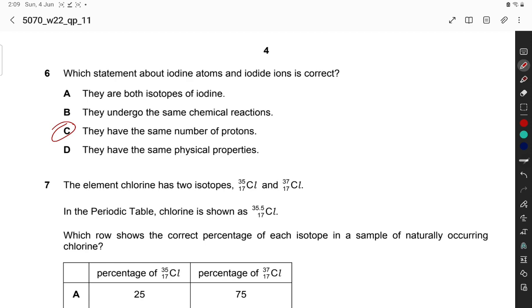Yes, this is correct. Iodide ions and iodine, they are both isotopes, not isotopes, and they undergo the same chemical reaction. This is iodide ions and this is iodine. They have different chemical reactions. So it is also incorrect. They have the same physical properties. No, this is ion and this is molecule. So this is also incorrect.